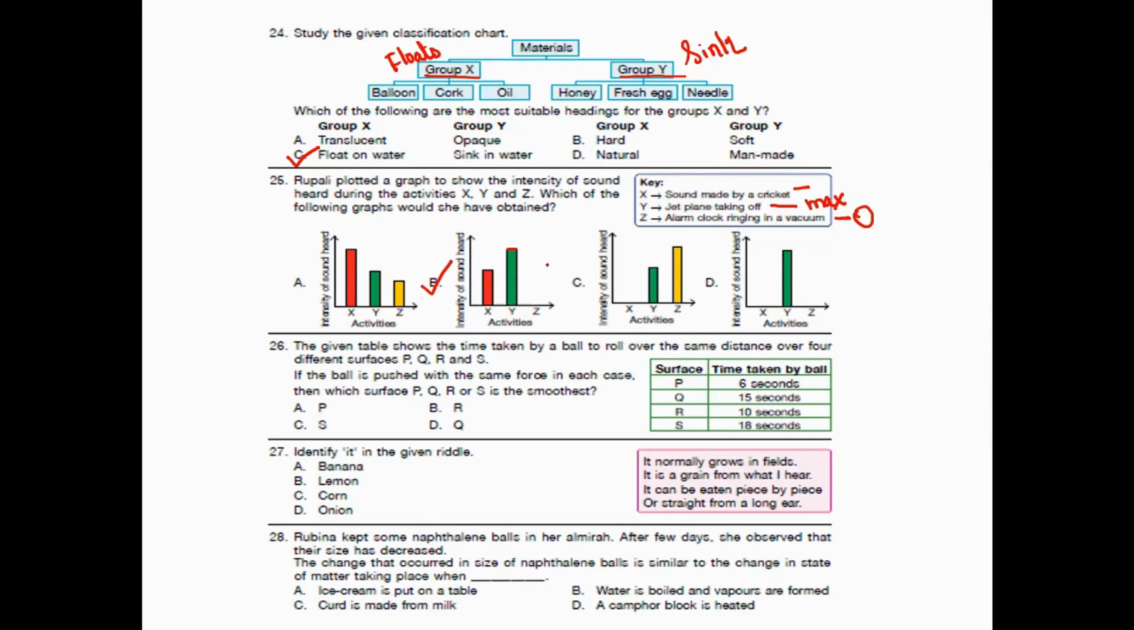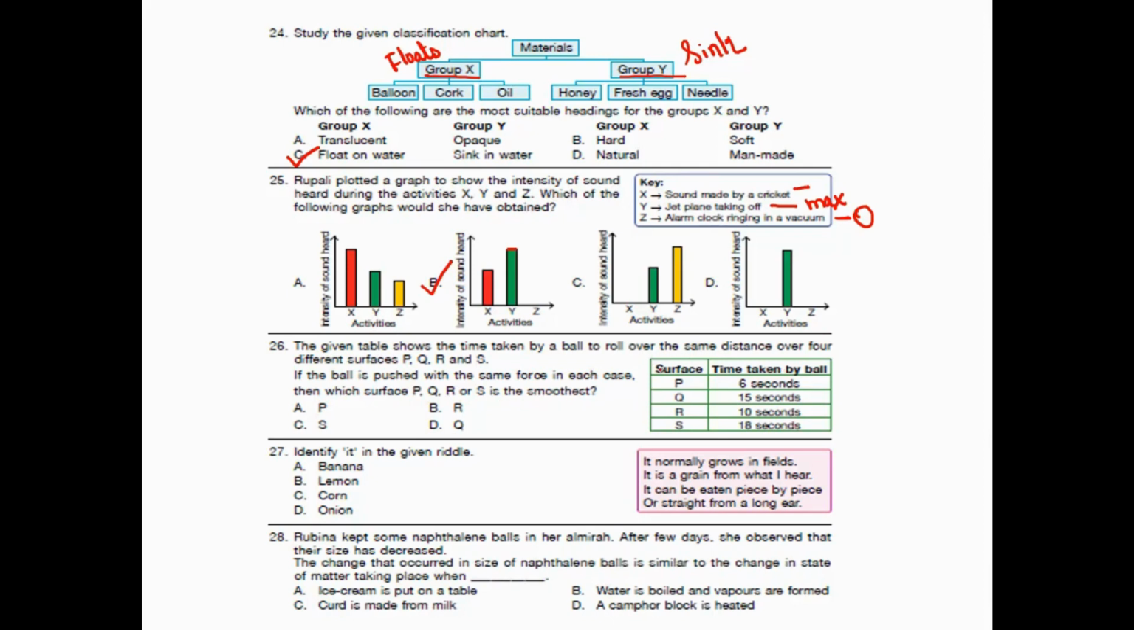Now we come to question number 26. Question number 26 says, the given table shows the time taken by a ball to roll over the same distance over 4 different surfaces, P, Q, R, and S. If the ball is pushed with the same force in each case, then which surface, P, Q, R, or S, is the smoothest?